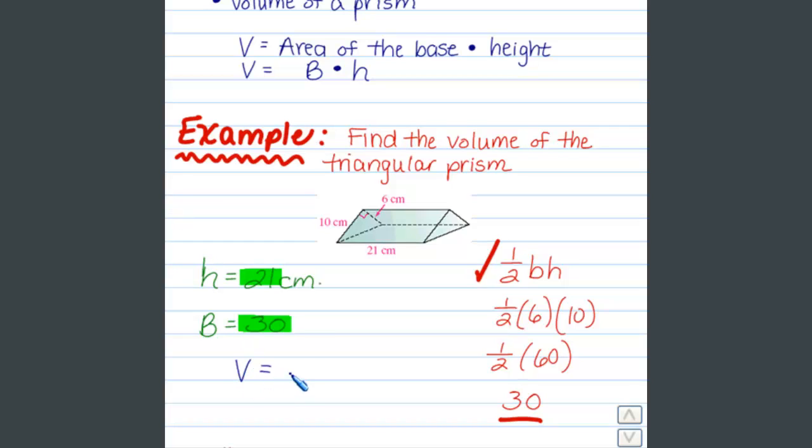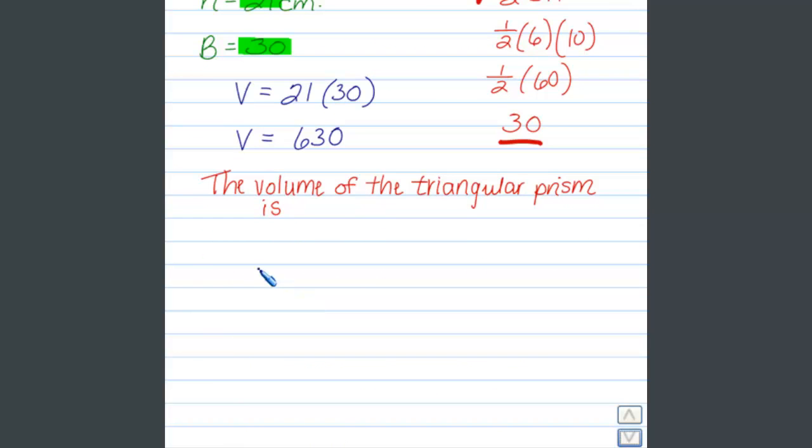Our volume is going to be equal to the product of 21 and 30. When we multiply 21 times 30, we get 630, our final answer. So we can conclude that the volume of the triangular prism is going to be 630, and don't forget to label it correctly. We were working with centimeters, and it will be cubic centimeters.